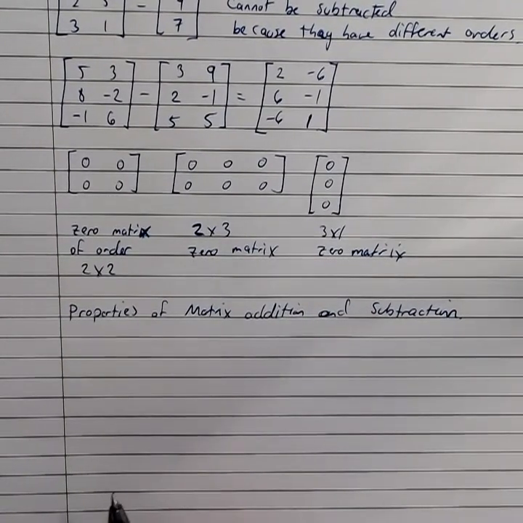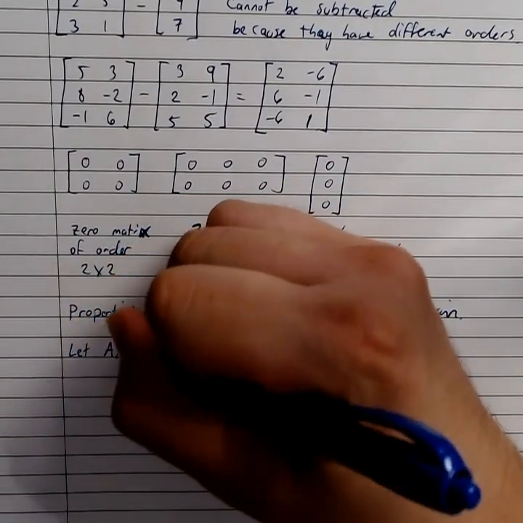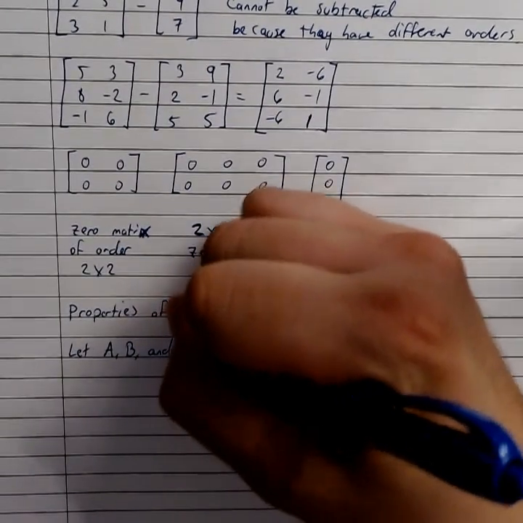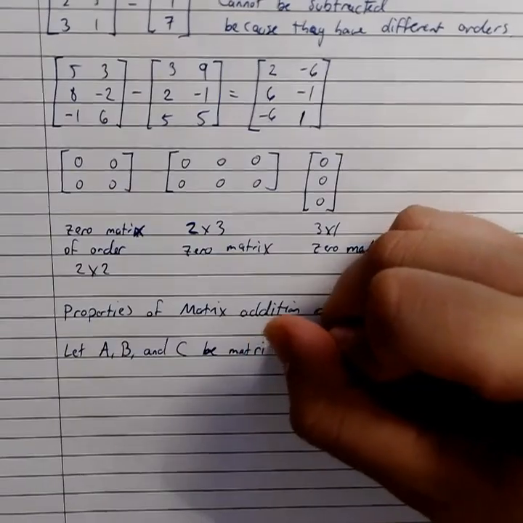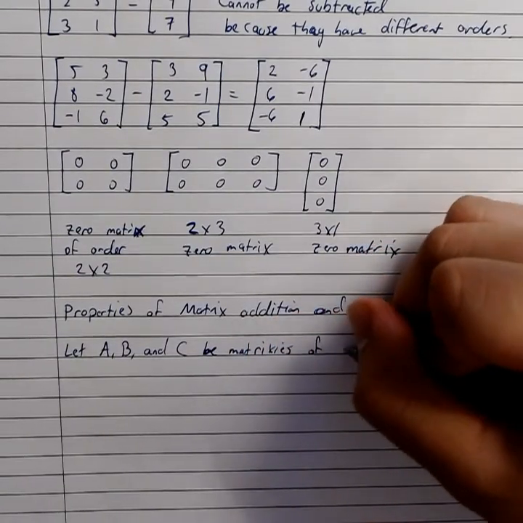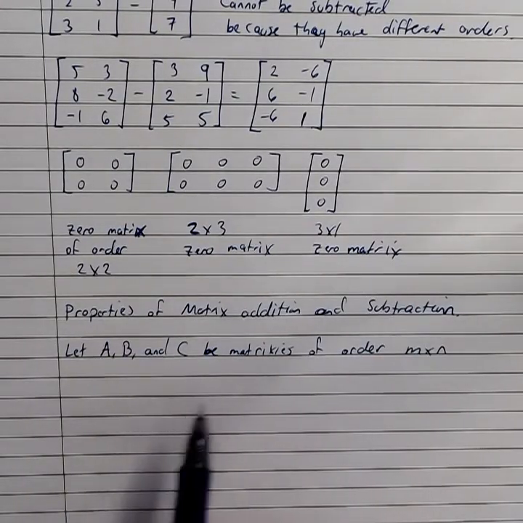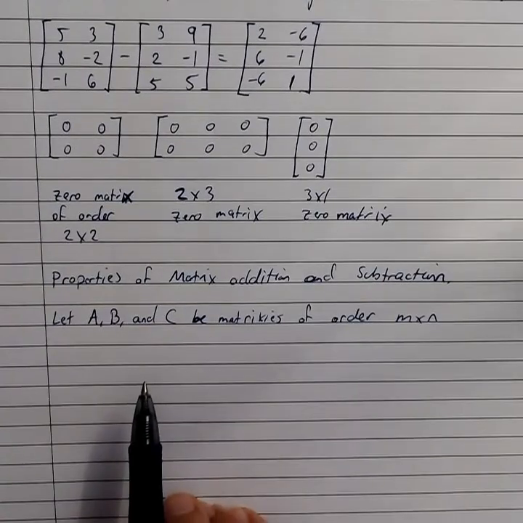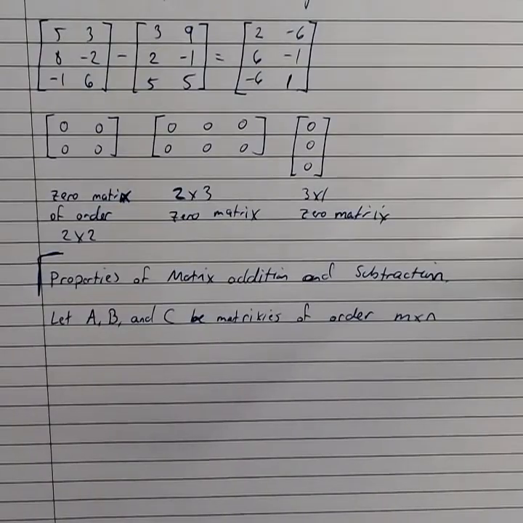Okay, let's begin with 3 matrices. I want to call them A, B, and C. Now, first of all, we need to make sure that they are all of the same order. So let A, B, and C be matrices of order m by n. It doesn't matter what their order is, but just like with our previous statement, we do have to have all of the matrices be of the same order. Doesn't matter what that order is, as long as they're all the same.